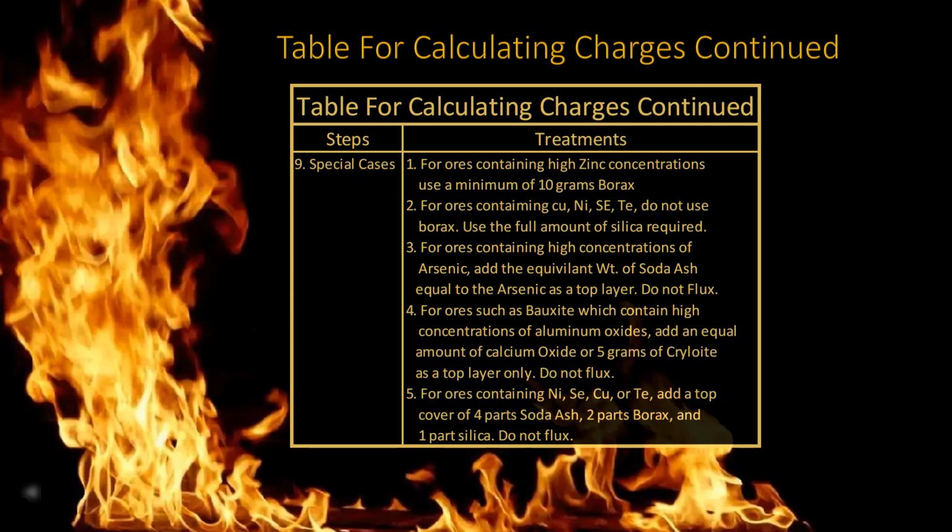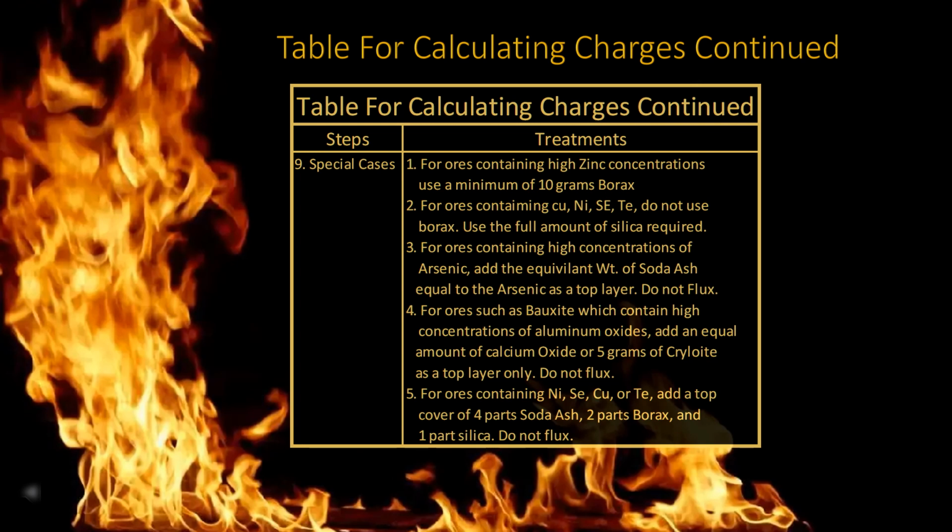Here is an exception. Ores that contain impurities such as copper, nickel, selenium, and tellurium, borax will not be used. 1/3 of the silica will not be replaced. The full amount of silica will be required and used. Anytime your ore contains arsenic, you must add a top layer of soda ash. The amount is the same as the weight of the arsenic in the ore.